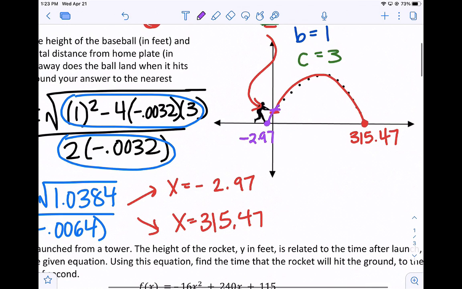All right, so we have solved, and we could say that ball's going to land 315 feet from home plate when it lands on the ground. So finding the x-intercepts, the zeros, it's finding where it lands on the ground.